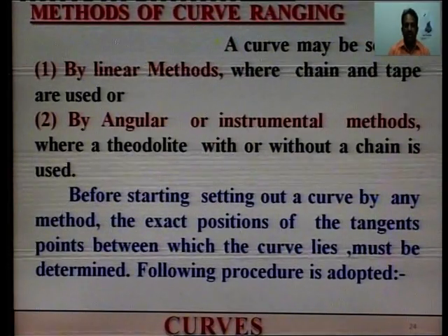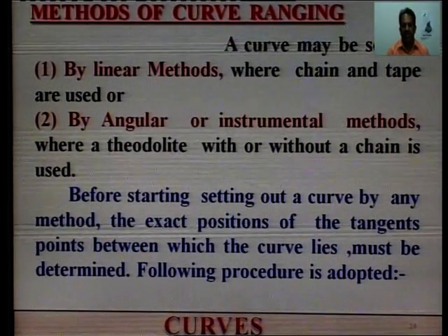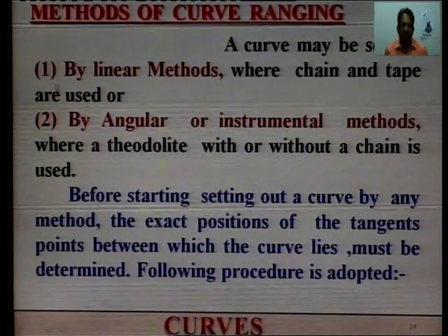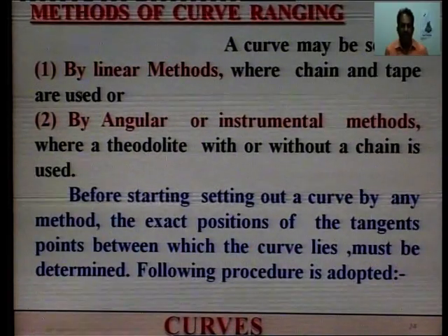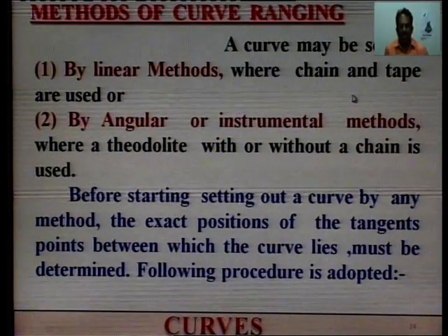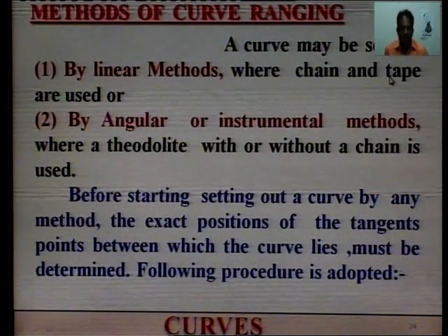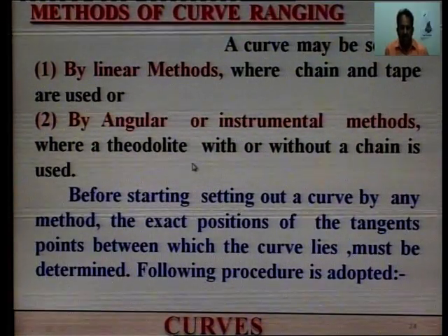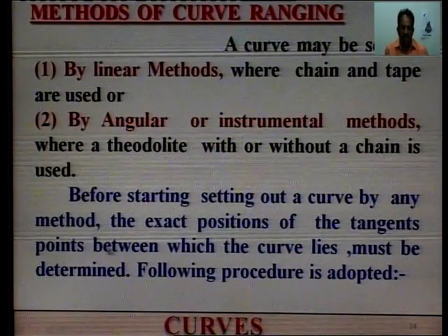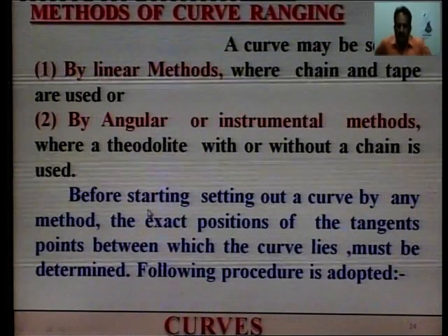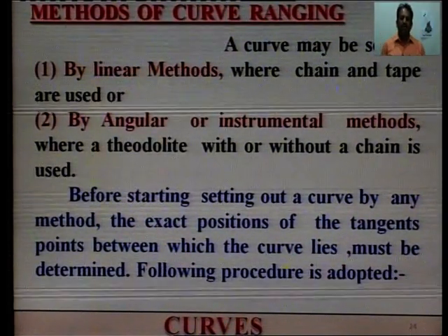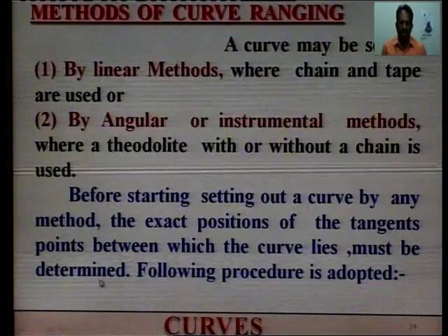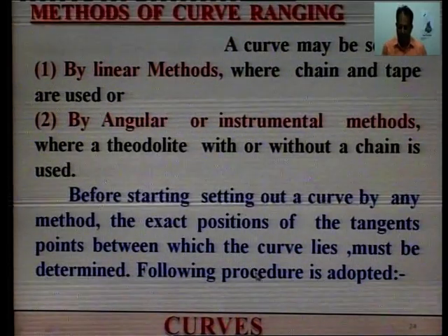There are two types of methods of arranging the curve in the field. The curve may be set out by linear methods, where chain and tape are used. The second is the angular or instrumental method, where a theodolite with or without a chain is used. Before setting out a curve by any method, the exact positions of the tangent points between which the curve lies must be determined or calculated. The following procedure is adopted.